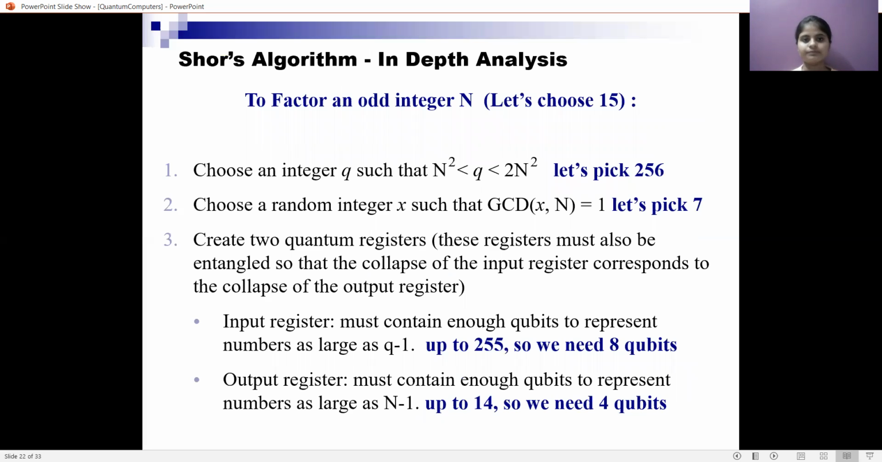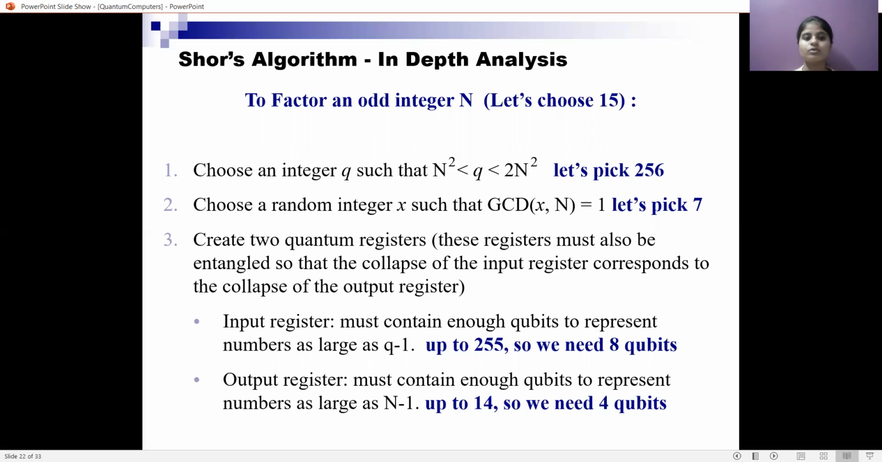Shor's algorithm. Factor an odd integer n. For example, let's choose the number 15. Choose an integer q such that n squared is less than q is less than 2n squared. Let's pick 256. Choose a random integer x such that the GCD of x and n is equal to 1. Let's take 7.